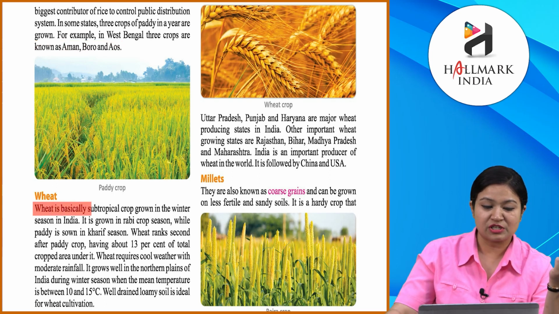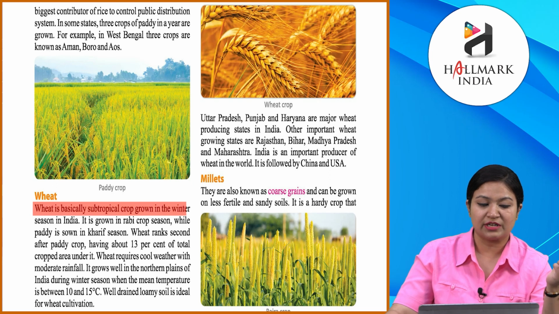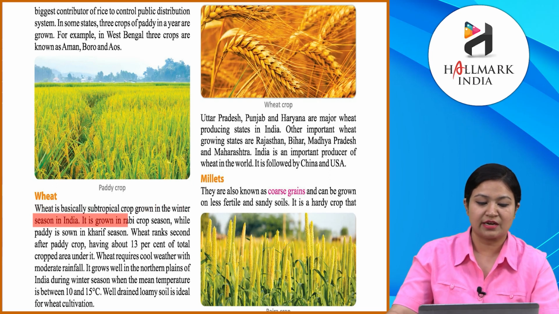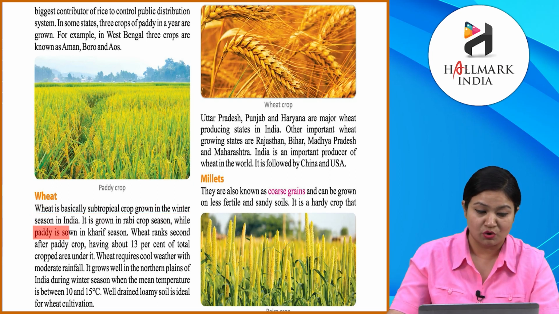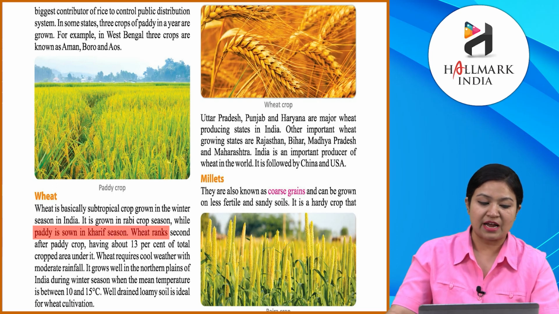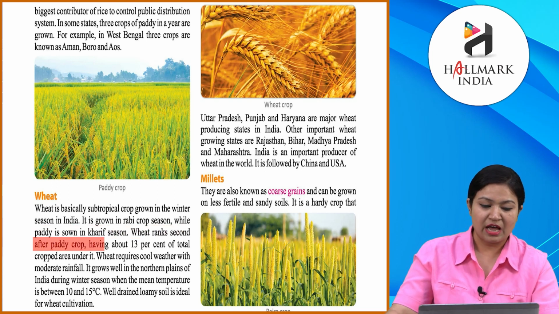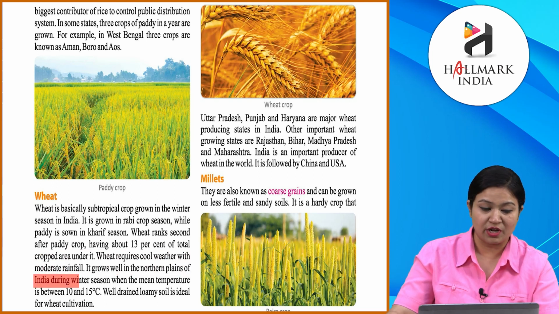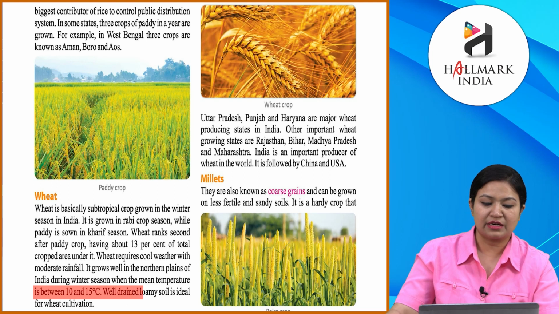Wheat is basically a subtropical crop grown in the winter season in India. It is grown in the Rabi crop season, while paddy is grown in the Kharif season. Wheat ranks second after paddy crop, having about 13% of total crop area under it. Wheat requires cool weather with moderate rainfall. It grows well in the northern plain of India during winter season when the mean temperature is between 10 and 15 degrees Celsius. Well drained loamy soil is ideal for wheat cultivation.